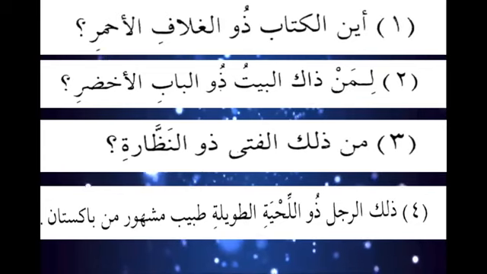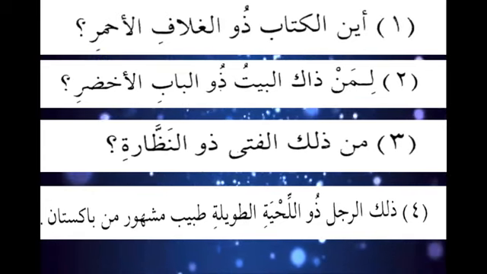Man dhalika. Dhaka and dhalika, they are both same. So man dhalikal fata. So again, man dhalika al-fata means young boy. So it is coming after ismul ishara with al, so it is badal. So dhalika is mubdal minhu. Zun nadharati, who is having glasses. Nadharati is spectacles or glasses. Dhalika al-rajulu. Dhalika is mubtada, al-rajulu is badal.